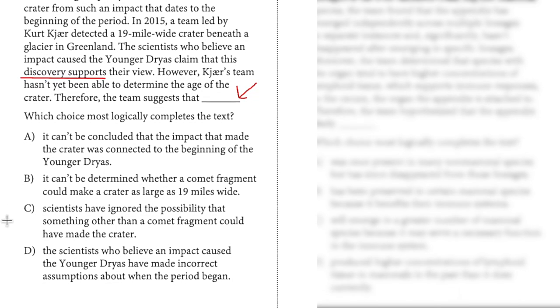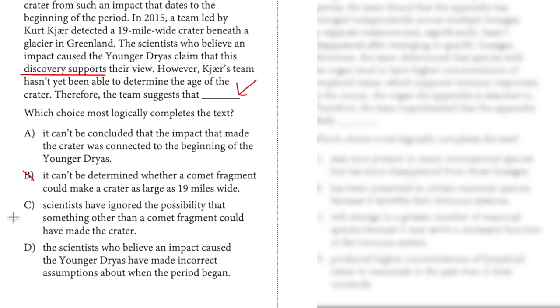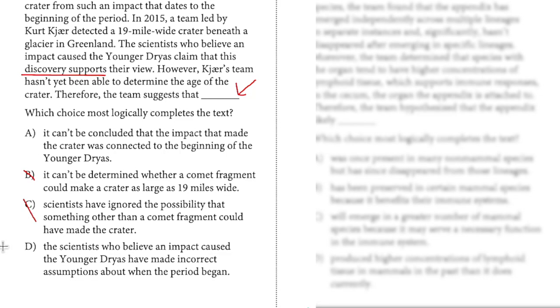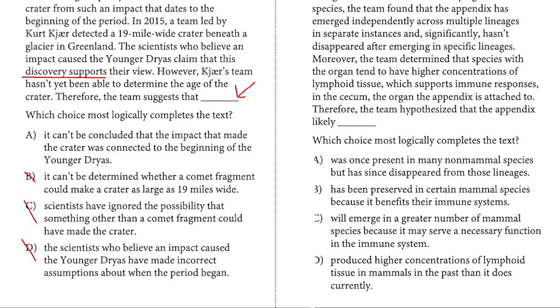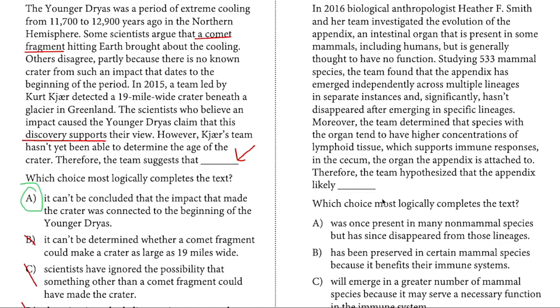That's true. "It can't be determined whether a fragment could make a crater." No. "Scientists have ignored the possibility." No. "The scientists who believe the impact Younger Dryas have made incorrect assumptions about." No. So yeah, A, we don't know yet. It can't be concluded. Might as well just do this one next door here.